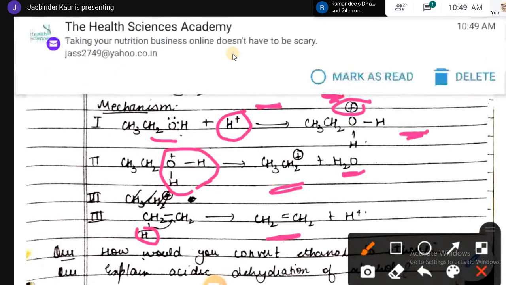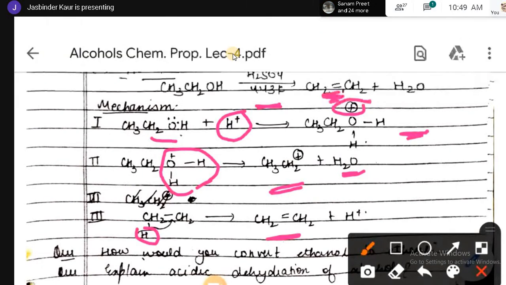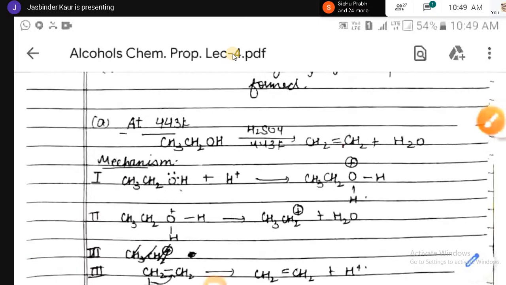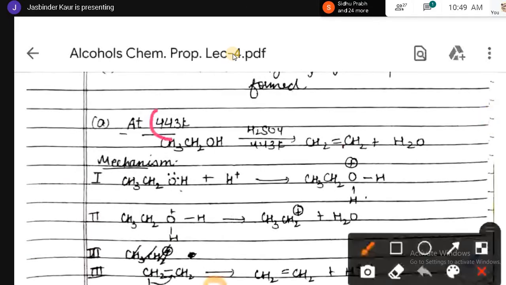So in dehydration at 443 Kelvin, alkenes are formed as the main products through protonated alcohol, and then the carbocation, and finally ethene is formed.